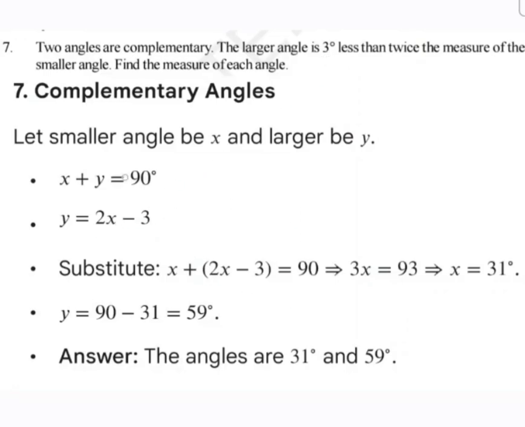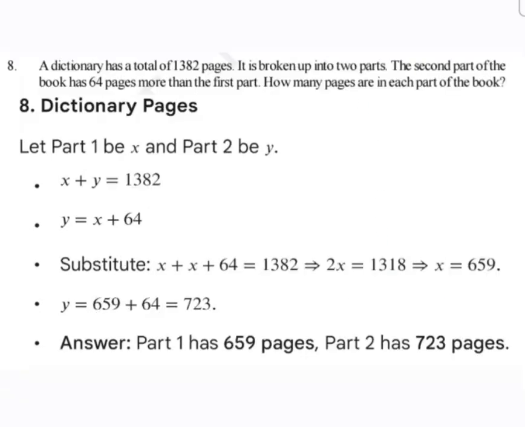Now substitute the y value in the equation: x plus 2x minus 3 equals 90, so 3x minus 3 equals 90, 3x equals 90 plus 3, and x equals 31. Now y equals 59 degrees.